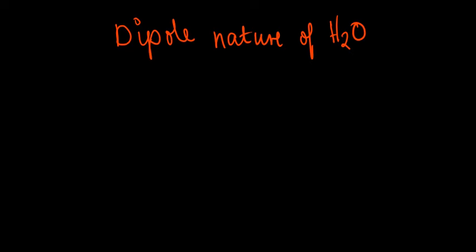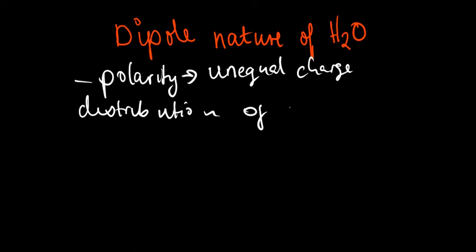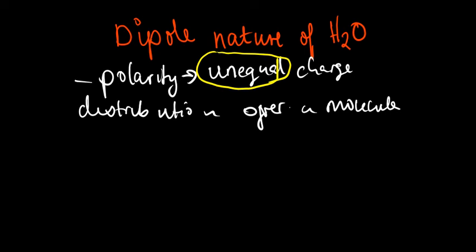So when we look at the dipole nature, first of all, I'll start by defining what polarity means. Polarity actually means an unequal charge distribution over a molecule. Okay, so when we say something is of an unequal charge distribution, we're going to highlight this word. So what exactly do they mean?